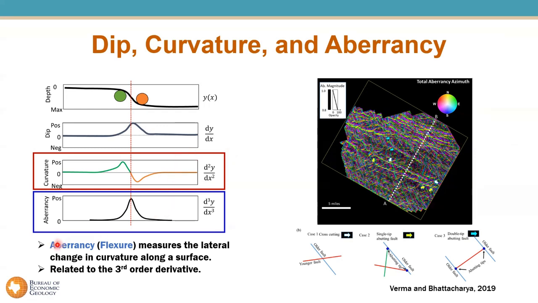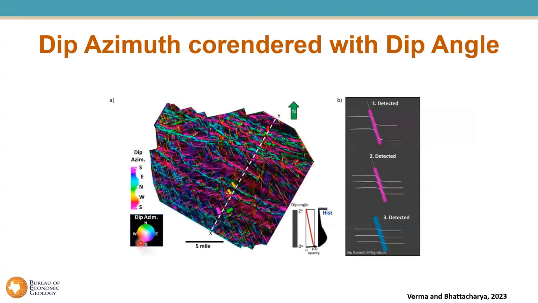And the aberrancy of flexure basically measures the lateral change in the curvature along a surface. It's a third order derivative, developed by Marfurt and Chi back in 2018. And then Haibin Di and Dengliang Gao did a simpler mathematical formulation of the aberrancy of flexure attribute in the publication. So we looked at the dip azimuth modulated with the dip angle, and then we started seeing these different fault orientations along northwest-southeast, then west-northwest, as well as these pink or purple color faults along northeast-southwest. We could not detect those faults previously on the coherence attribute.